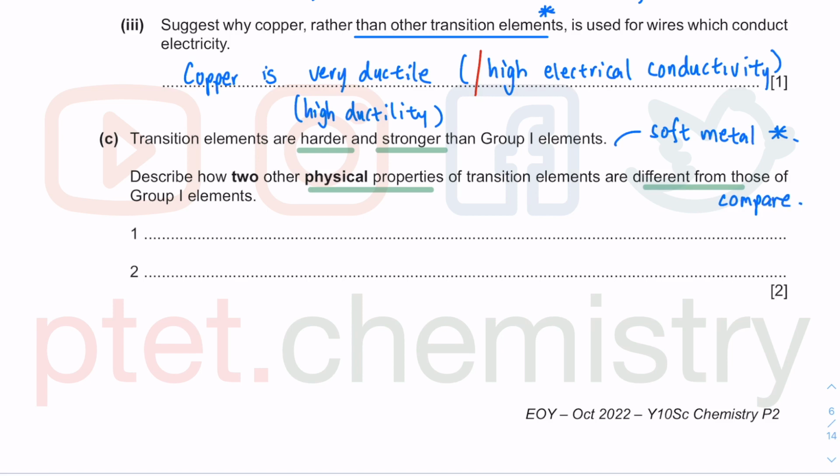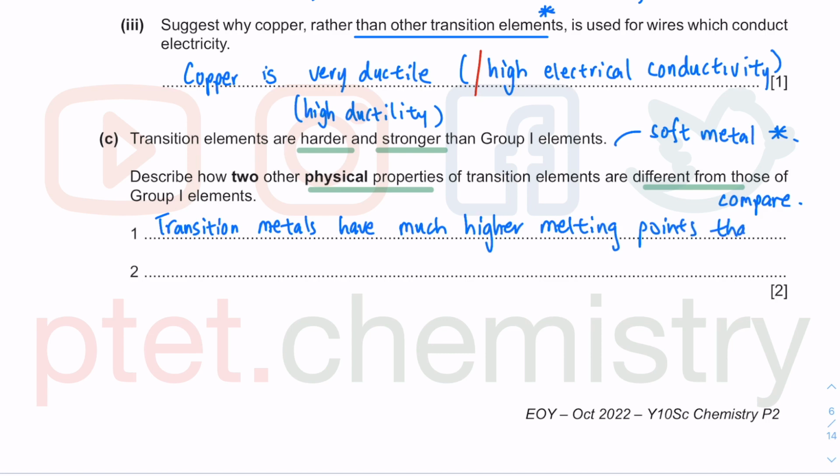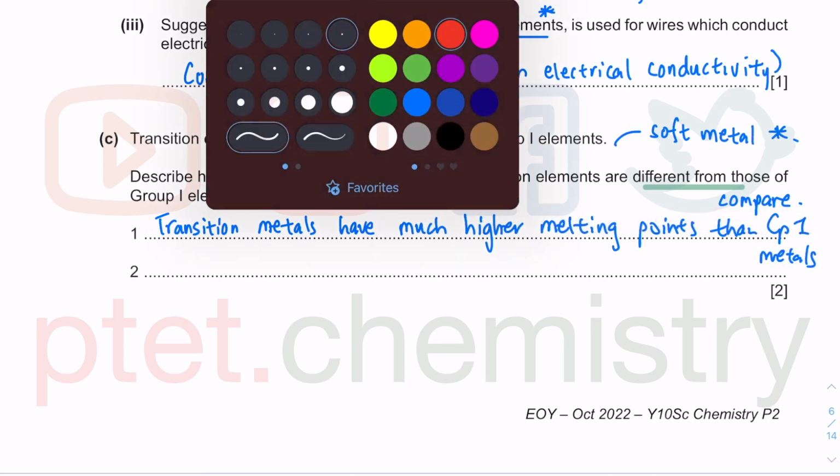We can think about the melting point first. So transition metals have high melting point, much higher melting point. I can compare straight away, they have much higher melting point than group 1 metals, which have low melting point, by the way. So the group 1 metals definitely have a lot lower melting point compared to transition metals.